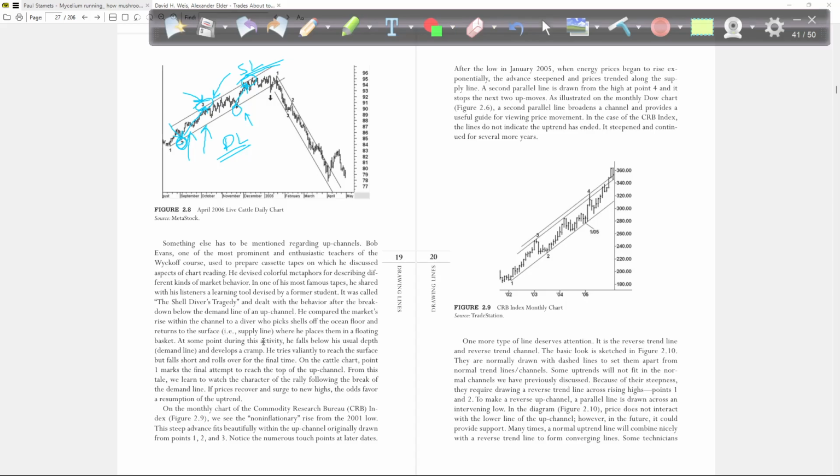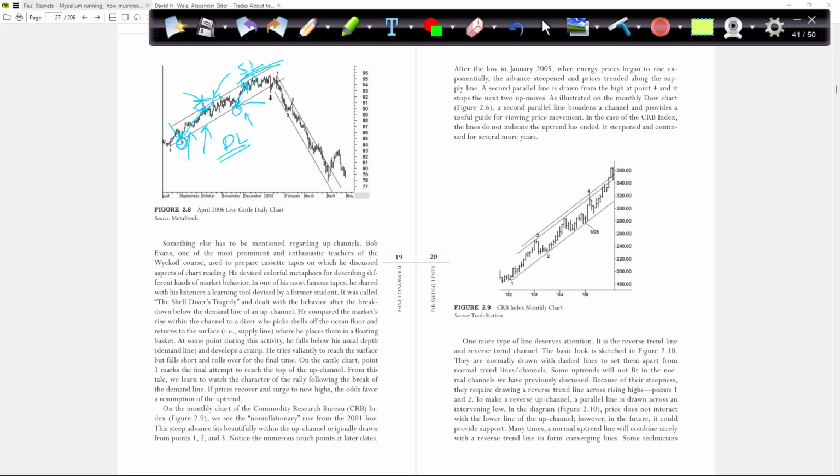where at some point during this activity he falls below his usual depth, his demand line. So we're talking about this demand line, he falls below it and develops a cramp. He tries valiantly to reach the surface but falls short and rolls over for the final time, right? Okay, this is what it's describing.